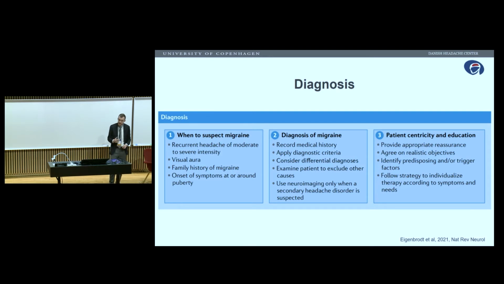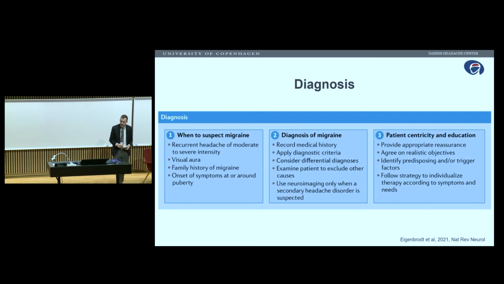You provide reassurance to the patient, reassure them that these are migraine headaches, and then together we'll do our best to try to treat your headaches. It's not a dangerous condition, but it's a disabling condition, and we'll do our best to work together to treat this as best we can.